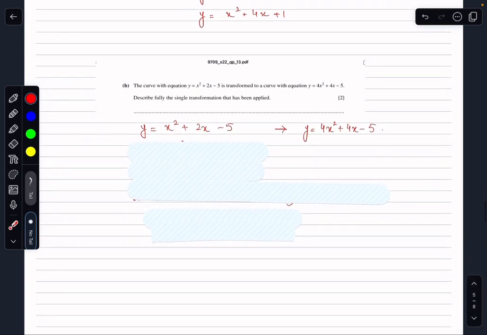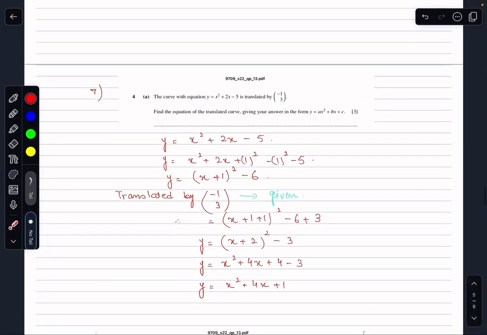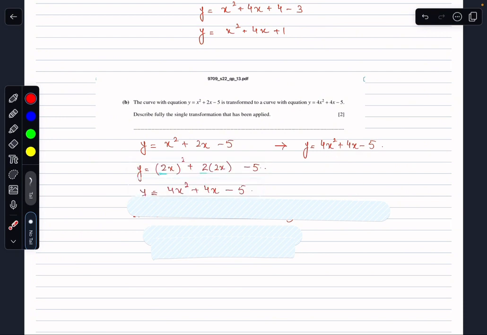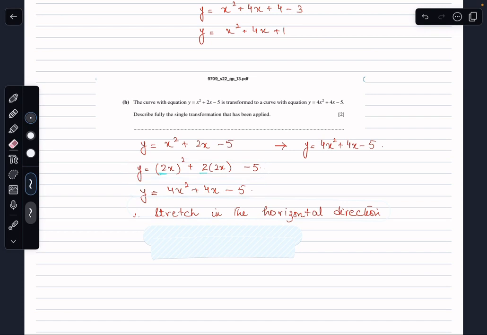Part B of the question. Part B says the curve with equation y equals x square plus 2x minus 5, that was the initial equation that we had, is transformed to the curve with equation y equals 4x square plus 4x minus 5. So describe fully the single transformation. So y equals x square plus 2x minus 5 is transformed to 4x square plus 4x plus 5. So what I can tell here is that 4x square can be represented as 2x the whole square.